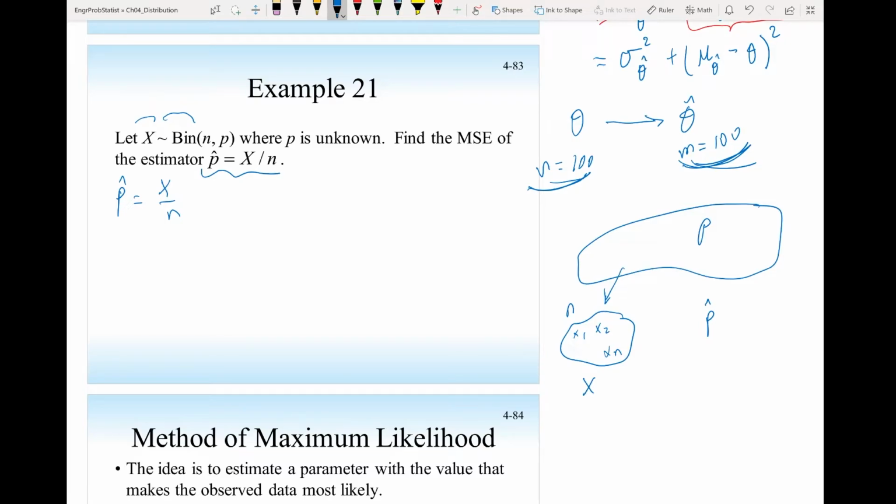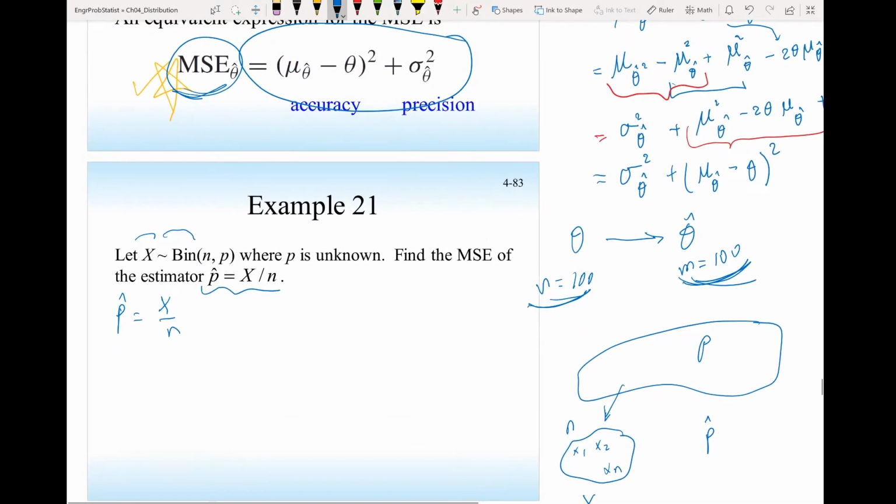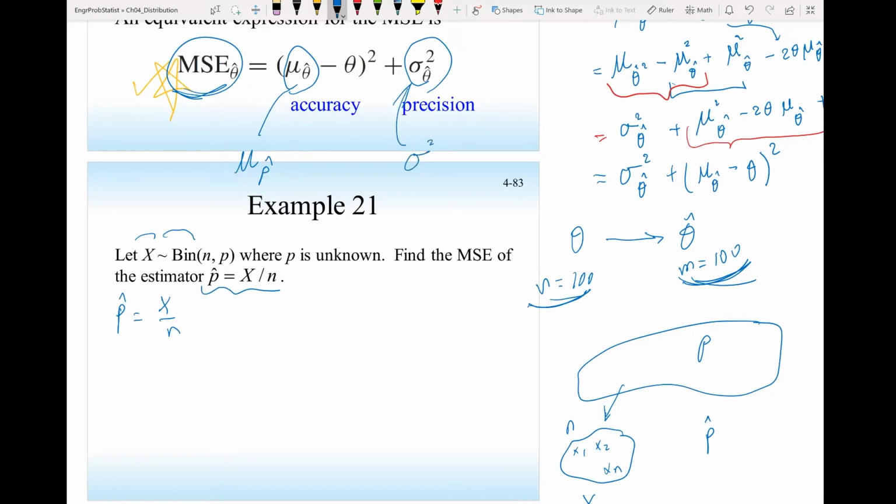Now I want to know how good this estimate is. So I'm going to calculate the mean square error. If I want to calculate the mean square error, first I need to find this mu. I need to find this variance. So for this example, mu theta hat means I need to find mu of p hat. The variance of theta hat means I need to find the variance of p hat. And the parameter I'm trying to estimate is just p.